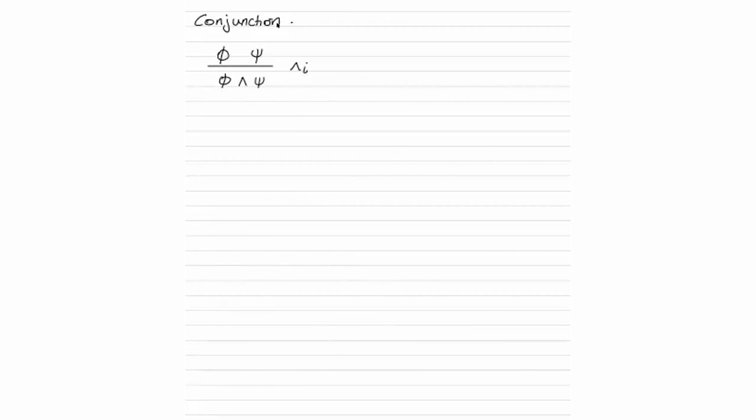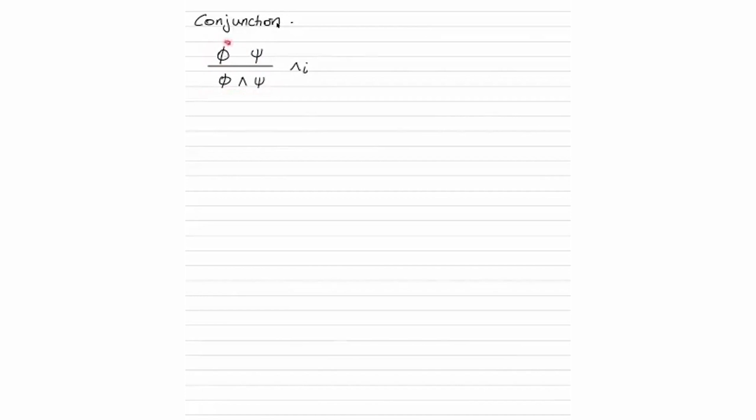Suppose I want to prove a property which involves the conjunction of two properties, phi and psi. Suppose I want to prove the conjunction of phi and psi. How do you prove a conjunction of two properties? Well, if you already have a proof of phi and you already have a proof of psi, then you can combine these two proofs to get a proof of phi and psi. So that's basically what this rule is saying.